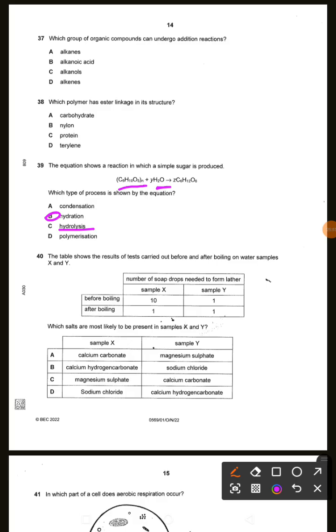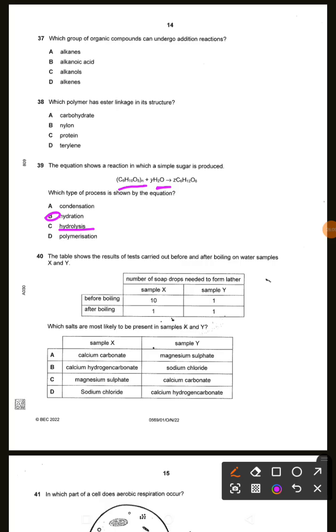Then last question, the table shows the results of tests carried out before and after boiling on water samples X and Y. So we have our data here. So you have to go through that. Now this is the soap test.